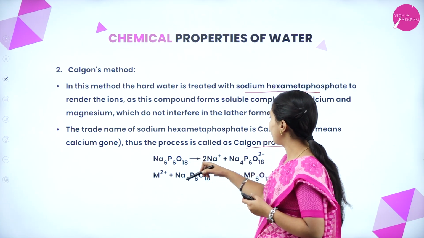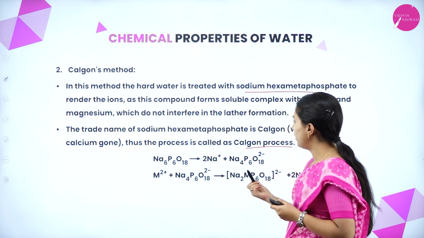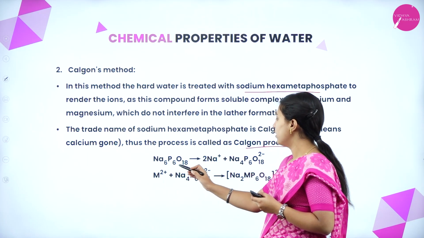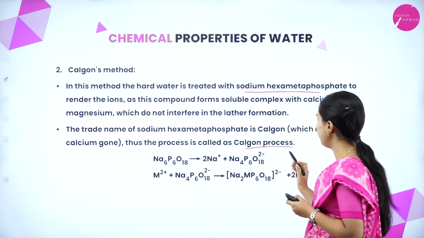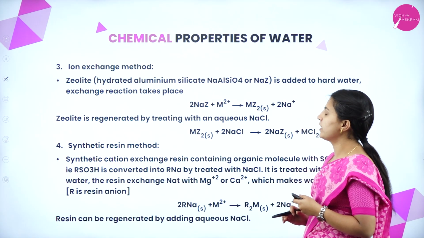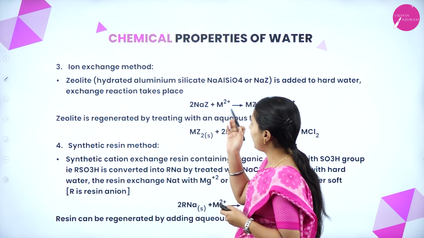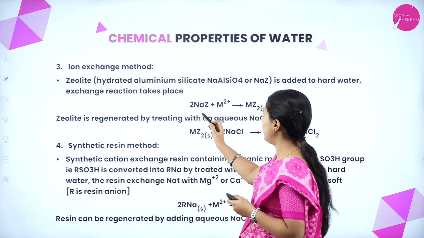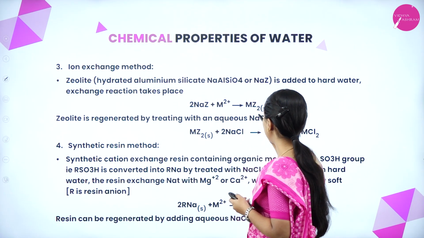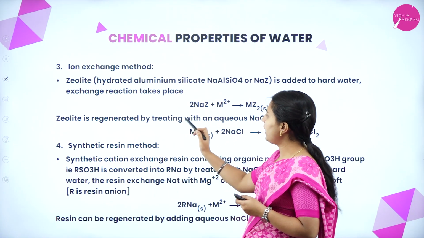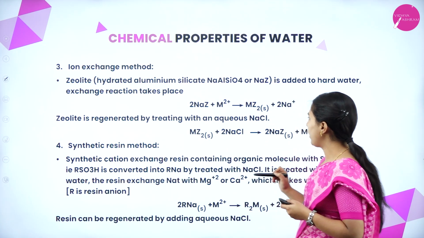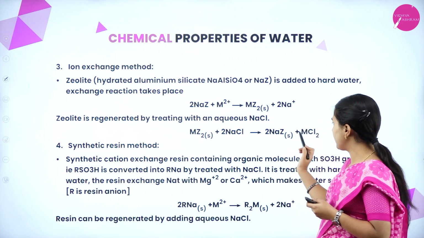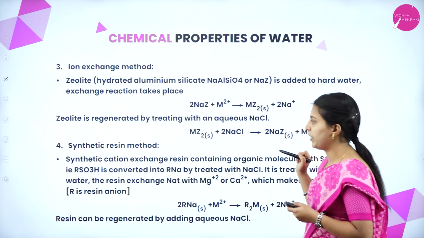See, this is sodium hexametaphosphate, and here sodium ions will be released and the metal ion will be taken up here to form the calcium complex. That is the Calgon process. Next, ion exchange method. Zeolite, hydrated aluminium silicate, is added to hard water. Exchange reaction takes place. See here, NaZ plus metal, MZ2 forms and sodium is removed. Zeolite is regenerated by treating with aqueous sodium chloride. MZ2 plus aqueous sodium chloride gives NaZ and MCl2, the metal chloride.